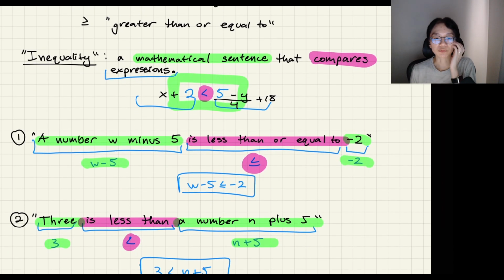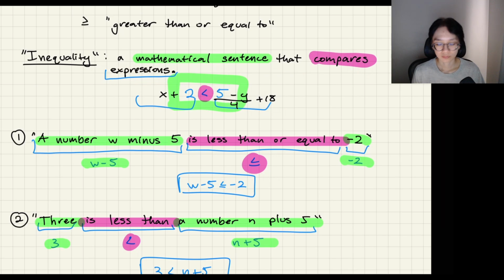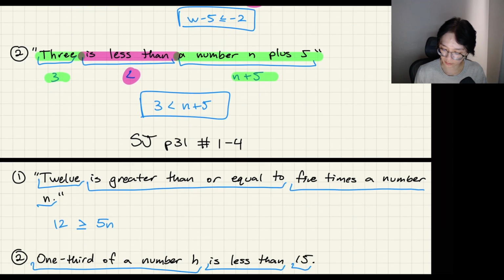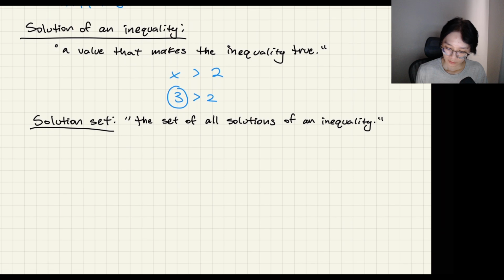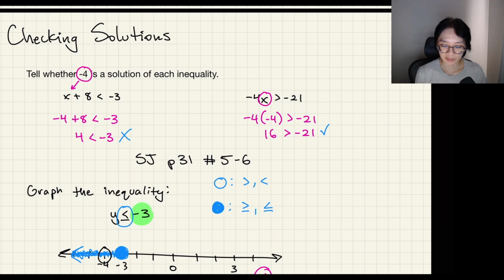Then we have definitions, what an inequality is. A mathematical sentence that compares expressions. This is the comparison. These are 2 expressions. Done. We went from English to inequalities. We have definitions of solution of an inequality and a solution set. A value that makes the inequality true, and because there can be multiple solutions, we just group them together. A solution set is all of the solutions of an inequality, all the numbers that make an inequality true. We learned how we can check solutions, just basically plugging in numbers for our missing variable, see if it's true or not.